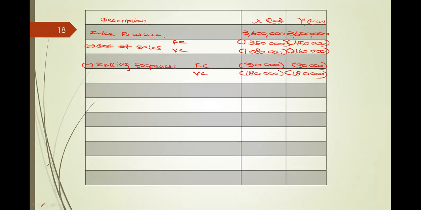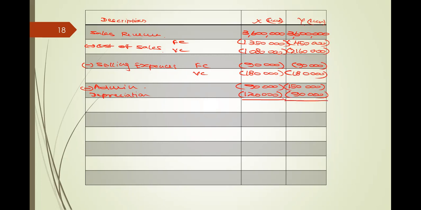Then here, admin expenses for X 90,000, Y 150,000. Then depreciation for X 120,000, for Y 90,000.